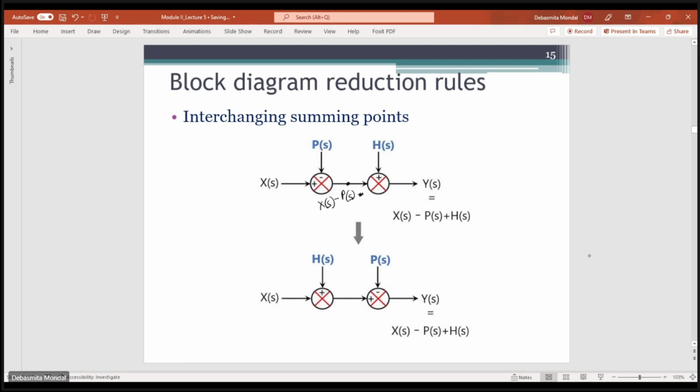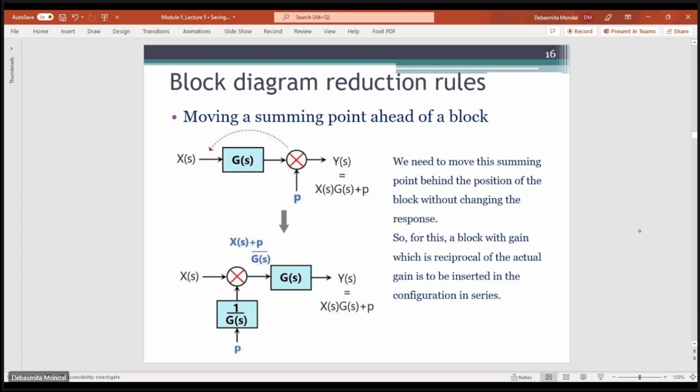And here you see, if I interchange and bring this summing point before and this summing point over here, the output will be X(S) plus H(S), and the output over here will be X(S) plus H(S) minus P(S), which is the same as the previous case. This one and this one are the same. So we can simply interchange two summing points like this.